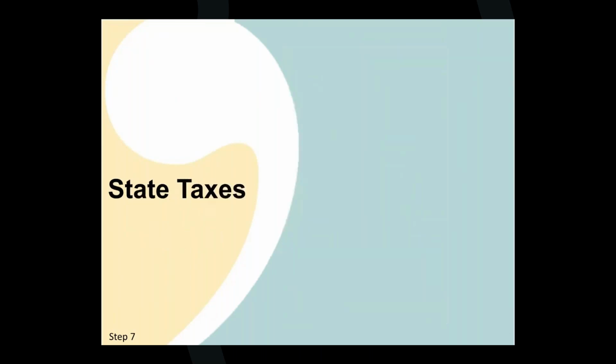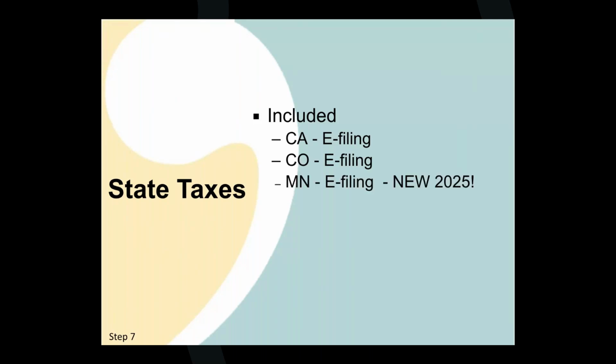Some states require you to file state partnership returns as well as your federal returns. Included with your bivio subscription are state tax preparation programs and e-filing for California, Colorado, Minnesota, which is new this year, New Jersey, New York, and Pennsylvania. If your club needs them, state returns for these 6 states were automatically generated by bivio in Step 5. New this year, bivio offers e-filing for 2025 returns for all of these included states.